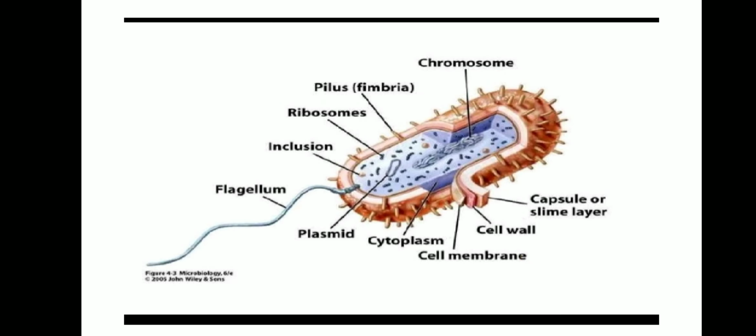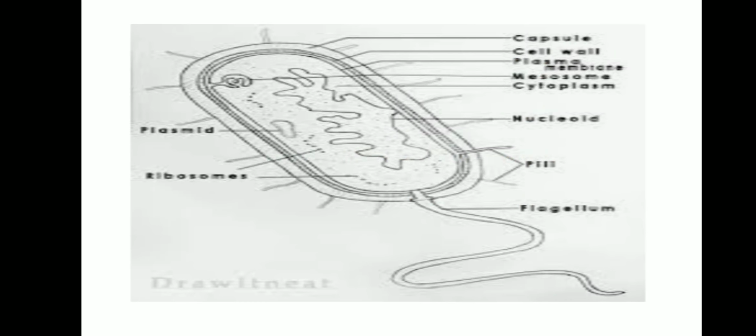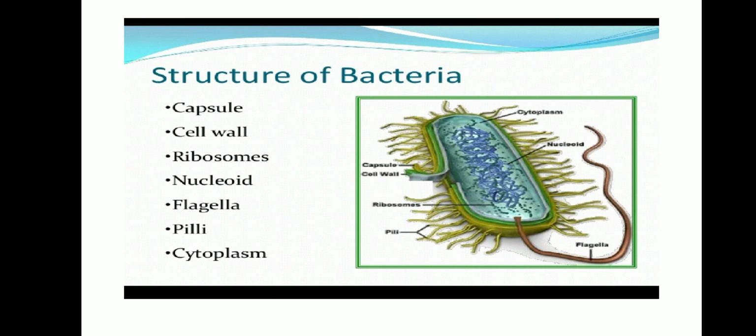Next, structure of bacteria. The structure of bacteria is an important question. This is the structure of bacteria. Some important organelles: capsule, cell wall, ribosome, nucleoid, flagella, pili, and cytoplasm. This is how you have to draw the bacteria.